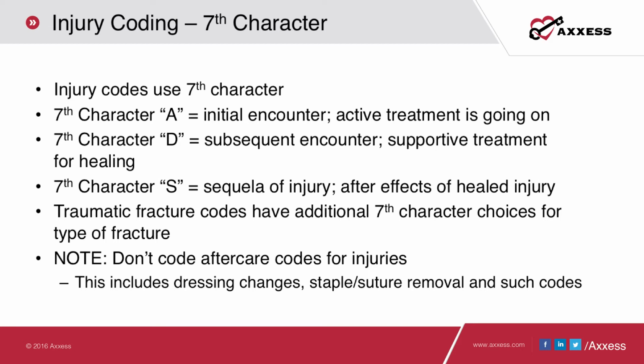Traumatic fracture codes, by the way, have additional seventh character choices for the type of fracture, such as closed or open, or if it's non-healing or delayed healing and so on. So for your fractures, just remember you will have more than A, D, or S. And again, make sure you go into your code book and look for the guidance and find the box that tells you the correct seventh characters to choose from.